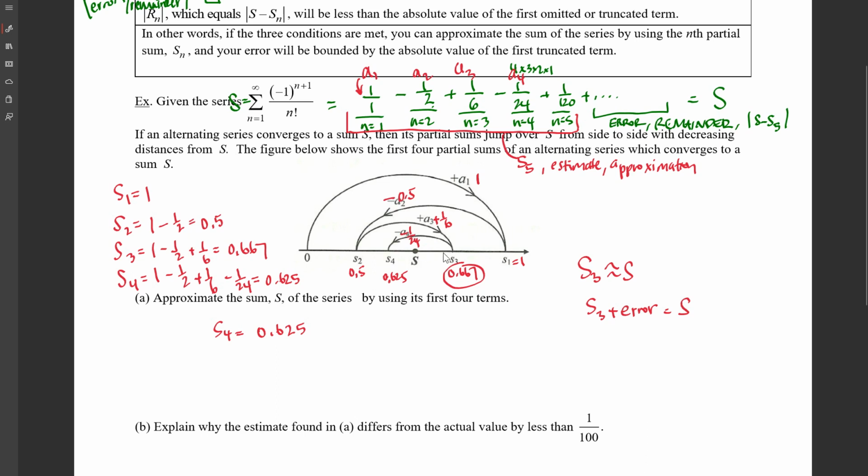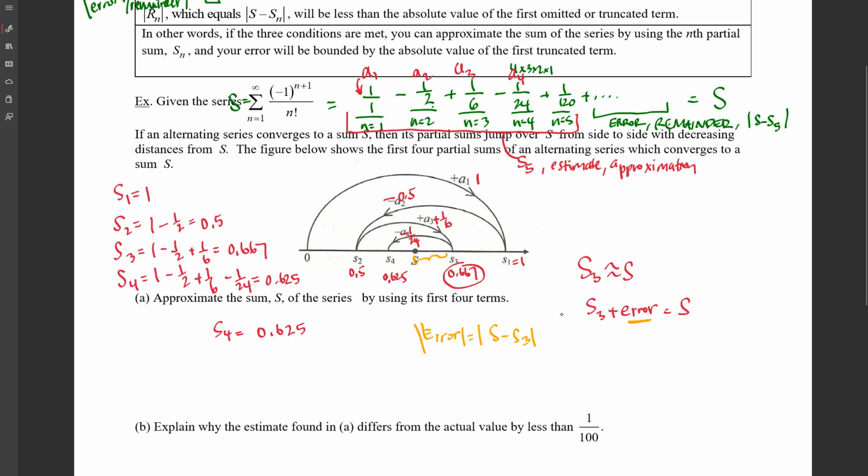So if I add the first 3 terms together, A4 right here actually is bigger than this error here, right? Because what is the error? The error is this value here. Remember, your error is the same thing as your S minus your S3. And that makes sense right here, right? That's what your error is. So what I know is my error is no more than A4.